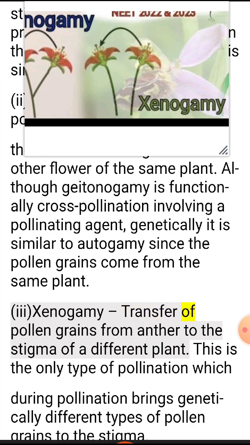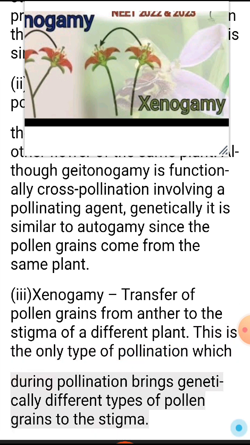Xenogamy: transfer of pollen grains from anther to the stigma of a different plant. This is the only type of pollination which, during pollination, brings genetically different types of pollen grains to the stigma.